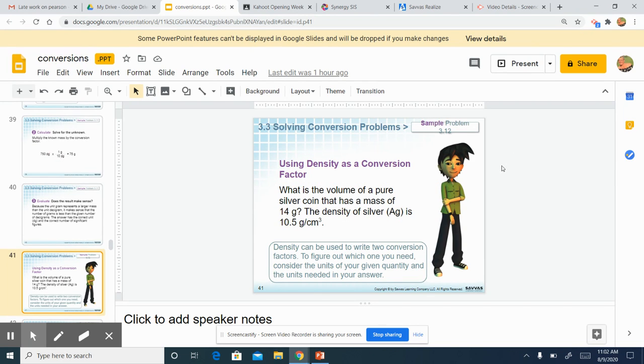And we're going to stop here because we are going to do a separate lesson on density, and then we're going to come back and talk about how to use density as a conversion factor.